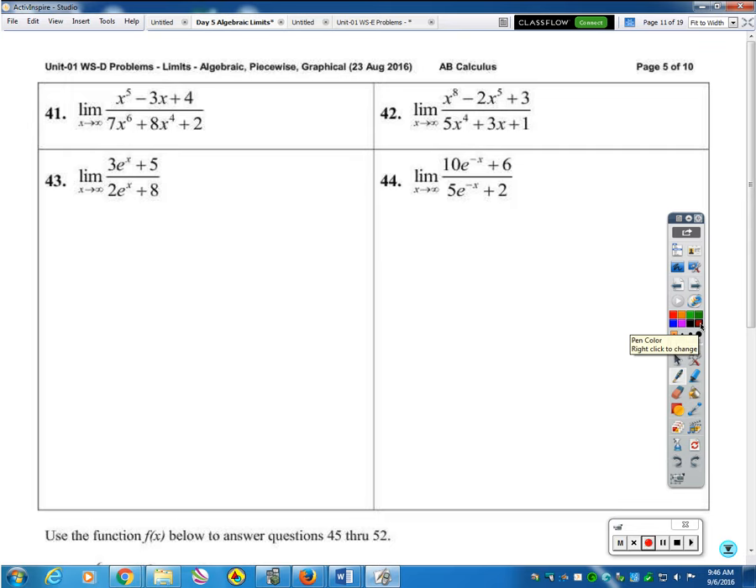Number 44 is a tricky problem. I put it on to get you used to the AP test. Okay, it's x approaching infinity. So I think to myself, additive comparisons.